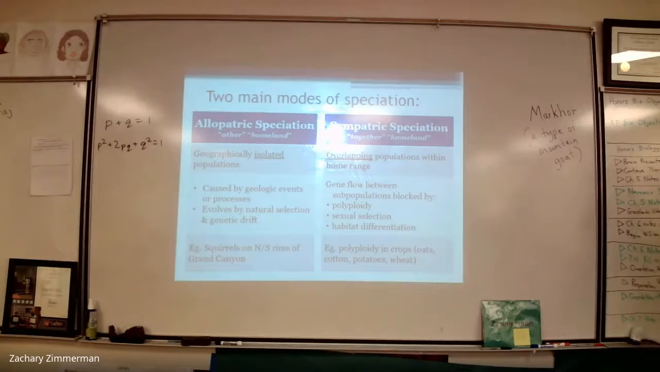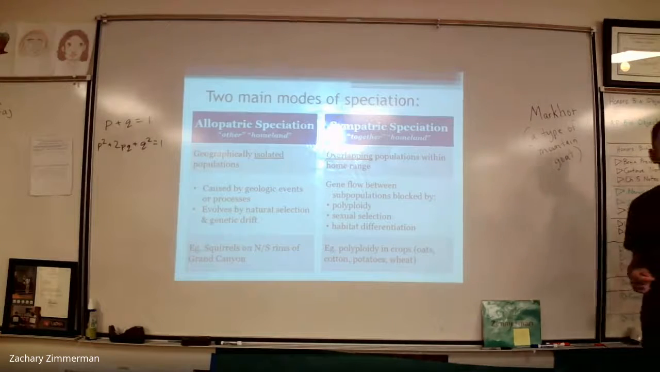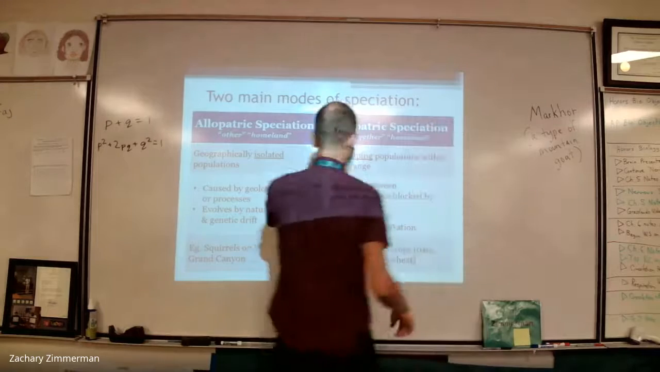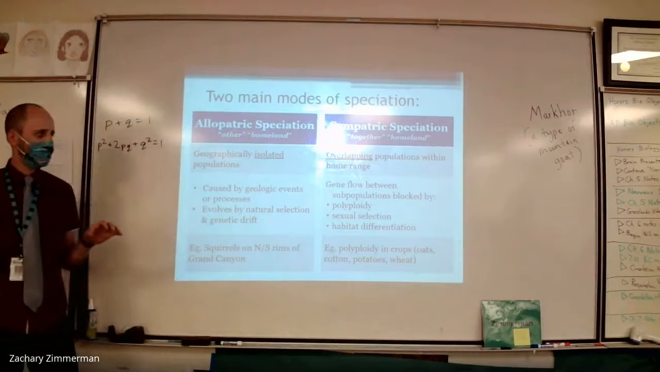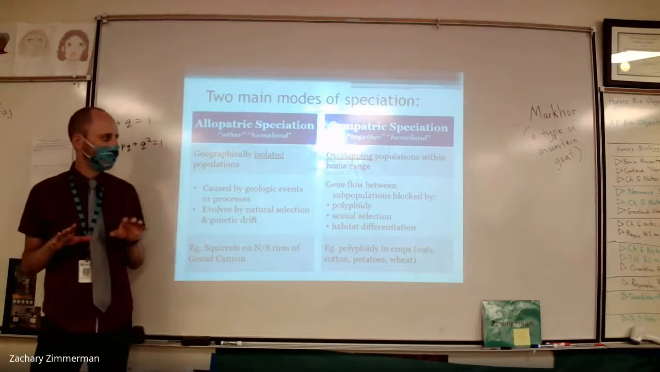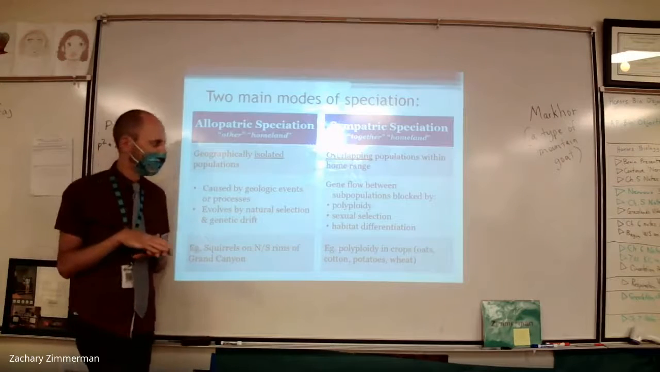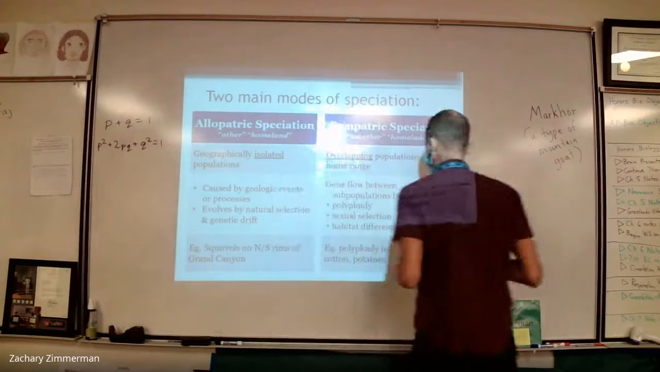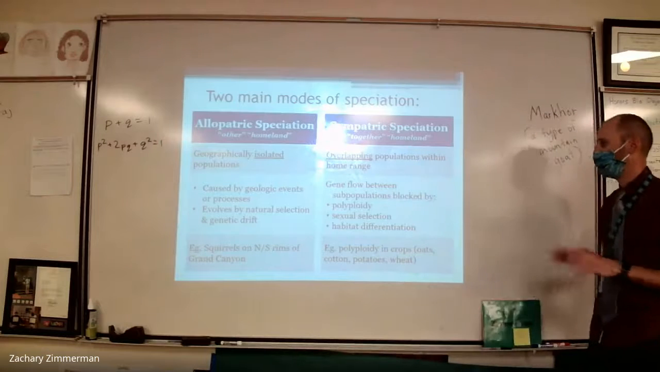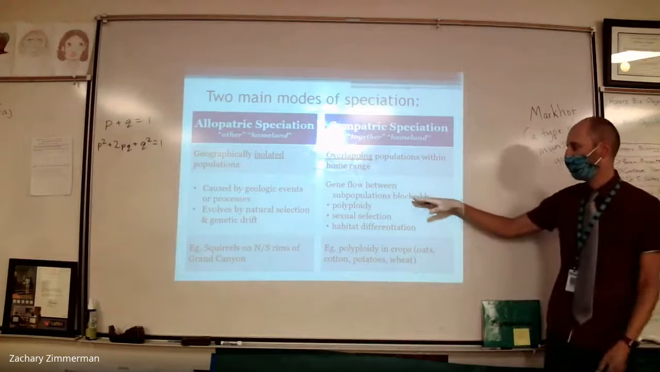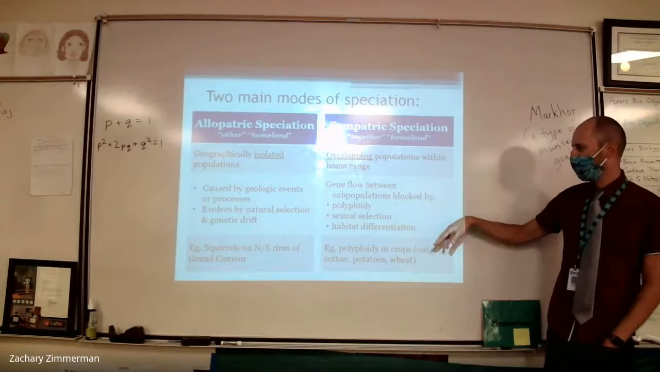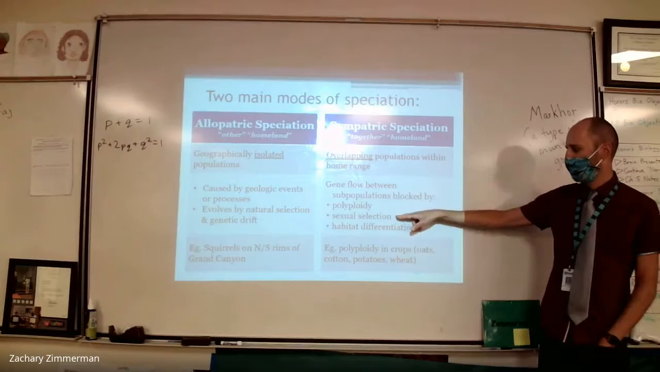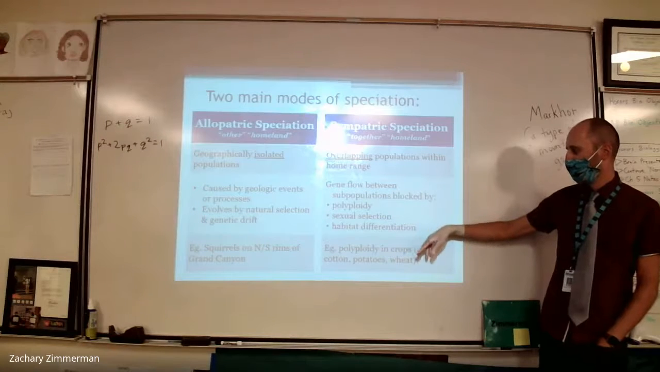These populations are not geographically isolated. They exist in the same area. These populations exist in the same home range, so their home ranges overlap. There's no gene flow, or very little gene flow. Why are genes not flowing? There's some sexual selection at play.